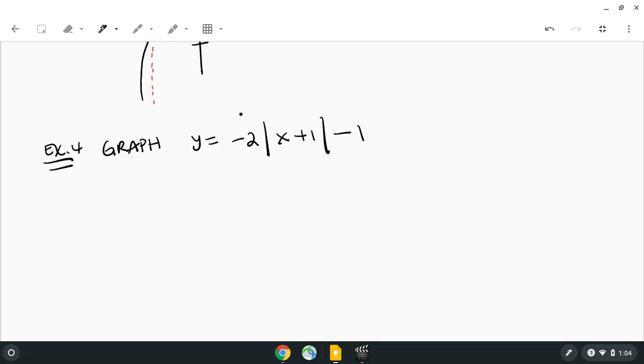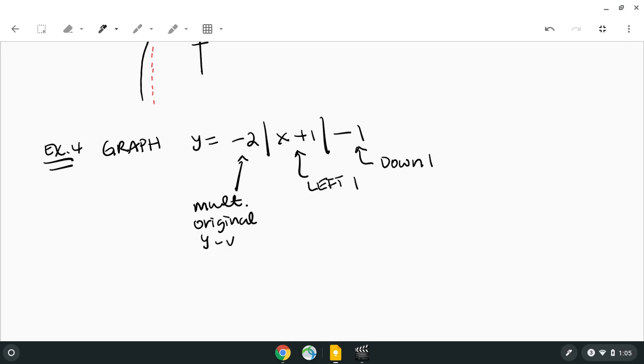Okay, so we see we have all three of them now. This one's an up/down, this is a left/right, and this is a stretch or a shrink. This one's outside, so this is a down 1. This is inside, this is a left 1, and this one is multiplication, and we only multiply the y values, not the x values, the original y values.